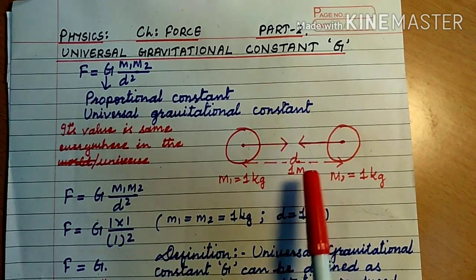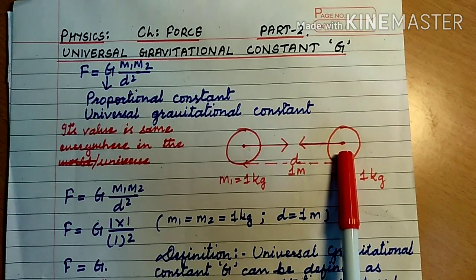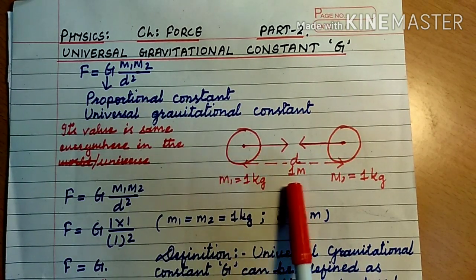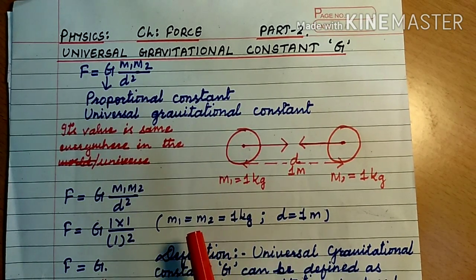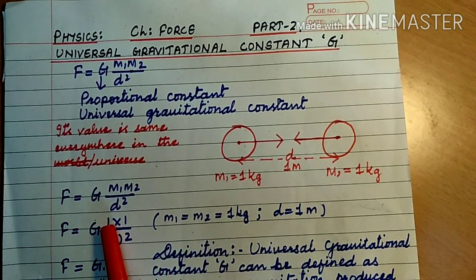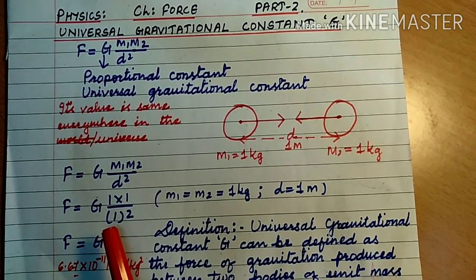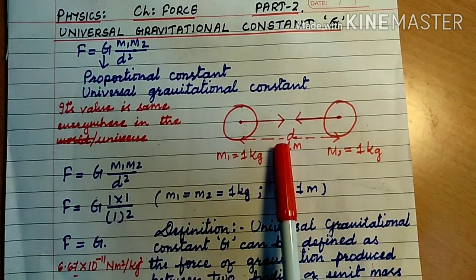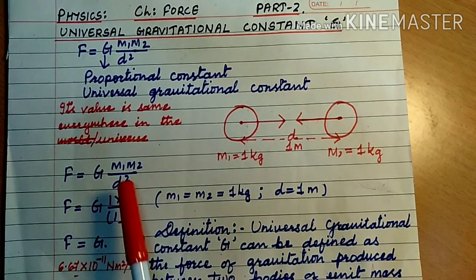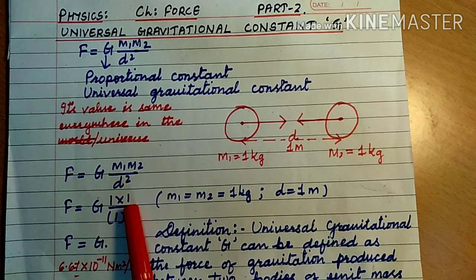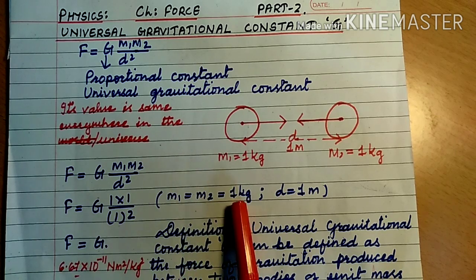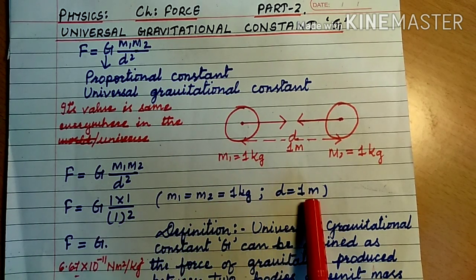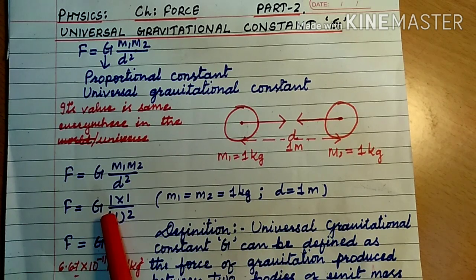Now we'll consider this. Supposing there are two bodies each having a mass of 1 kg, and the distance between their centers is 1 meter. Now we are going to put these values in this formula, F equal to G m1 m2 divided by d square. So F equal to G, m1 is 1 kg, m2 is 1 kg and distance is 1 meter. Both masses are 1 kg and the distance between their centers is 1 meter. So this condition is applied here in this formula.